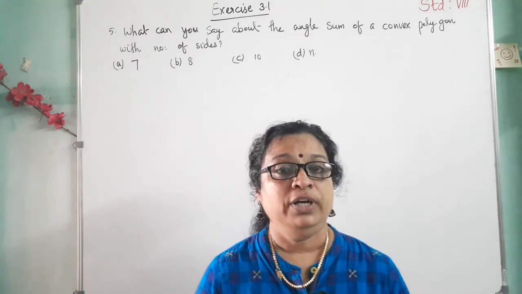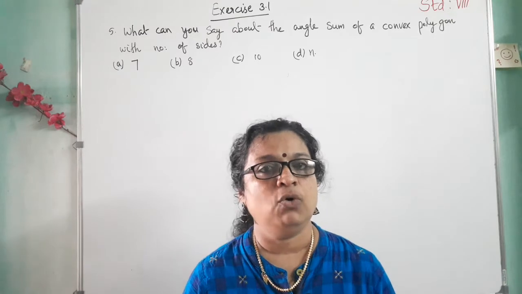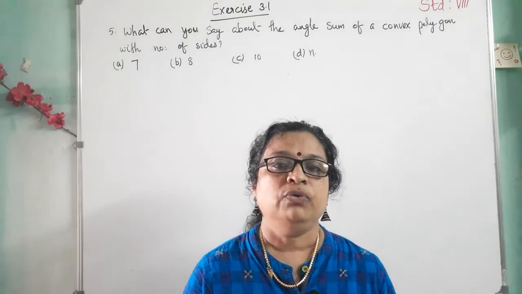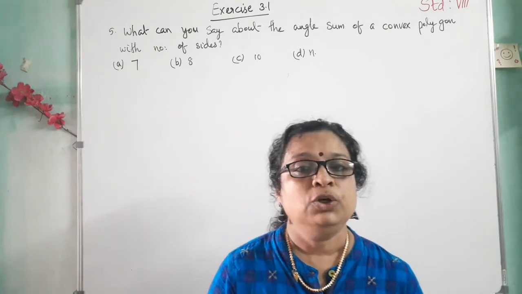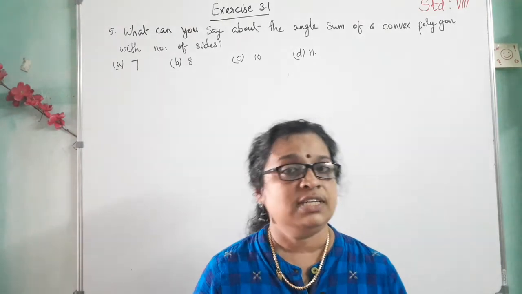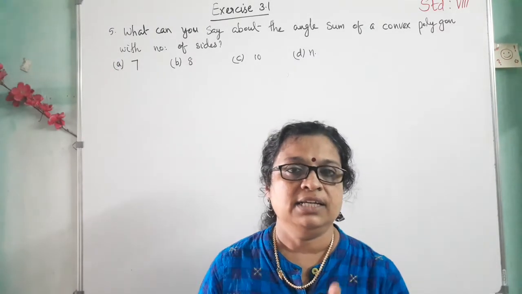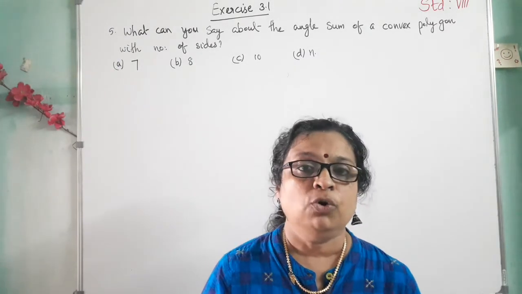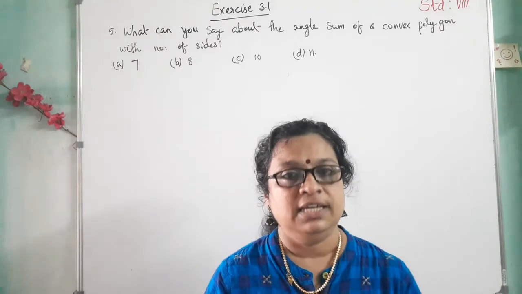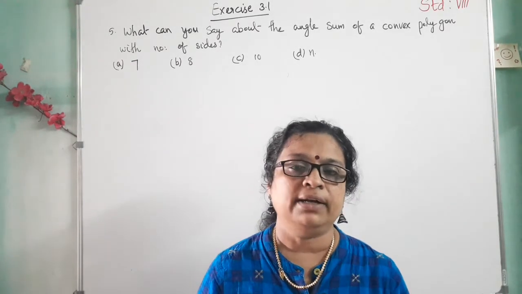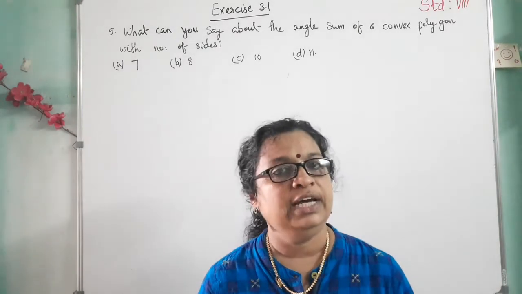We are now going through exercise 3.1. Last class, 3 questions are over. Fourth question: how to find out the sum of the angles of a polygon by making it into triangles. That also we studied last class. In a polygon, draw diagonals and make it into triangles, and then we know by the angle sum property the sum of the 3 angles is 180 degrees. So however many triangles you get, you multiply with 180, then you get the answer.